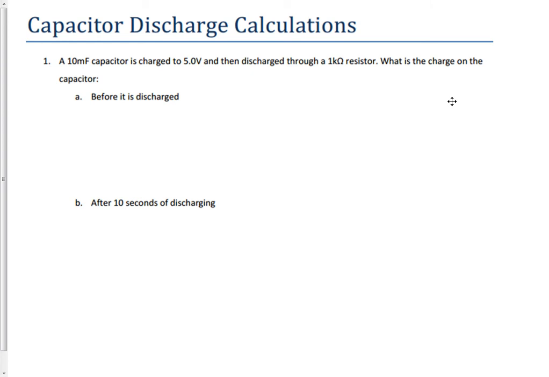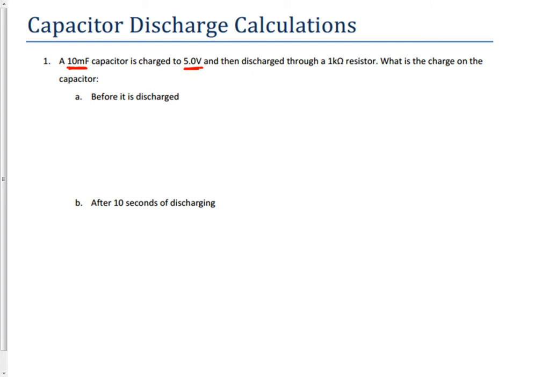I'll just go through part A and part B. So we've got a 10 millifarad capacitor charged to 5 volts and then discharged through a 1 kilo ohm resistor. What is the charge on the capacitor before it is discharged? So before it's discharged, it's just been charged up, and we know the voltage it's been charged up to, and we know the capacitance of the capacitor.